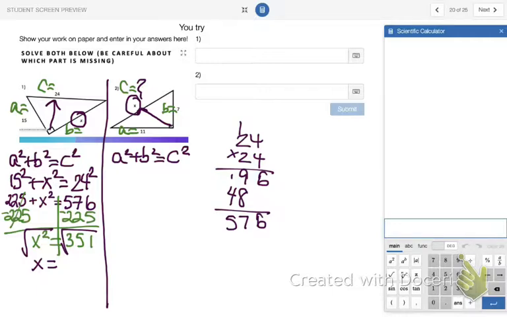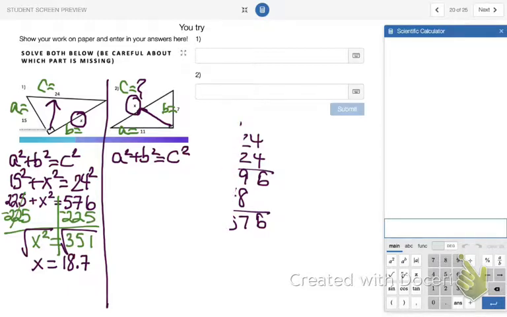So I'm going to pause the video and I'll be right back. Okay, so the square root of 351 is 18.734 and so on. So we're going to round it to 18.7.